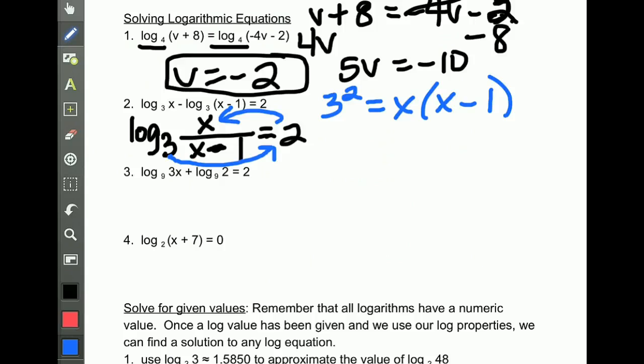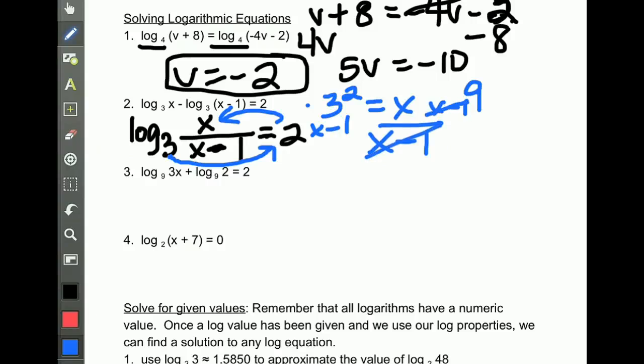I'm sorry, x over x minus 1. That'll work better. Let's get that out of there. X over x minus 1. Okay? Then if I'm going to solve for that, I'm going to multiply. 3 squared is 9. And I need to multiply both sides by this x minus 1 so that it will cancel itself out.